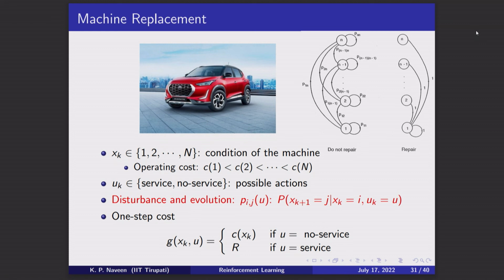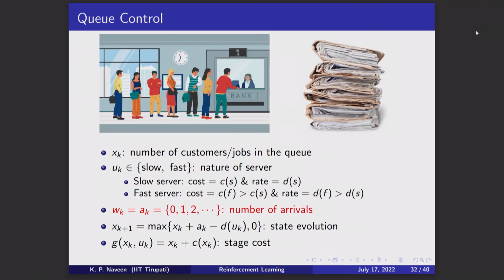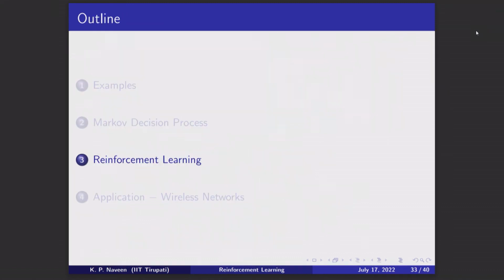That's the challenge here. Even in the queue control, I do not know the number of jobs or customers that will arrive in a given time period, or in a given hour. I don't know how many customers will arrive at the bank. So we have to live with the randomness, and moreover we do not know their distribution. So now we have to start learning those unknown distributions.